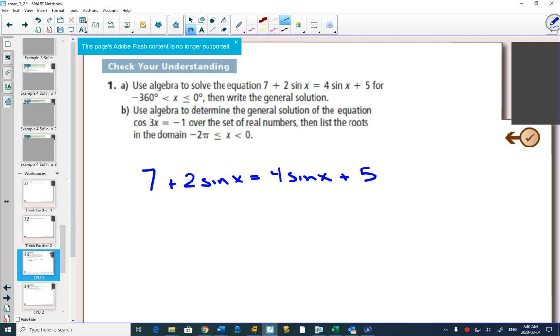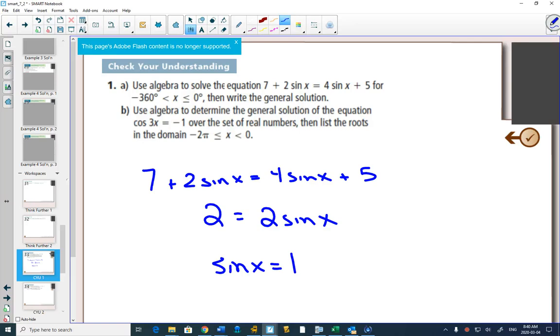Can you see that I could move the 5 over to this side and get 2, and move the 2 sine x over to this side, and divide both sides by 2 and get sine x equals 1. So, when is sine x equal to 1?